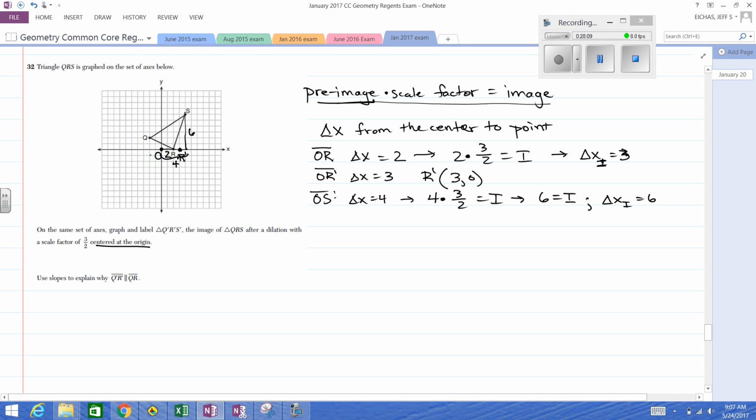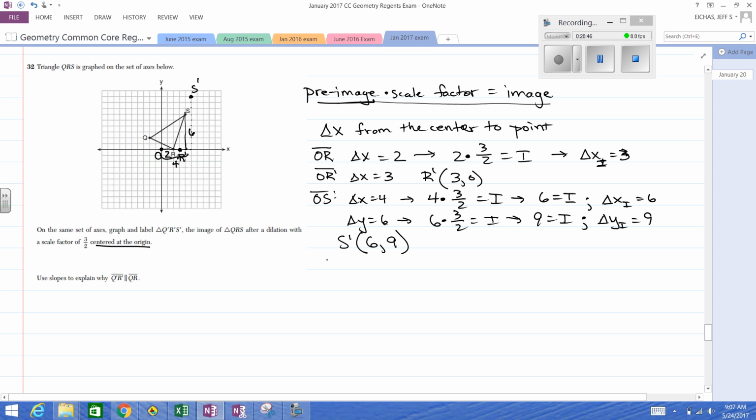Now because the center is the origin, that's going to give you S, the x coordinate for S prime. But now the change in the y direction is 6, so we go through the process again. So that's 18 over 2 is 9. So the change in y for the image is going to be 9. So now we've just located S prime over at 6, 9. All right, so there's S prime.